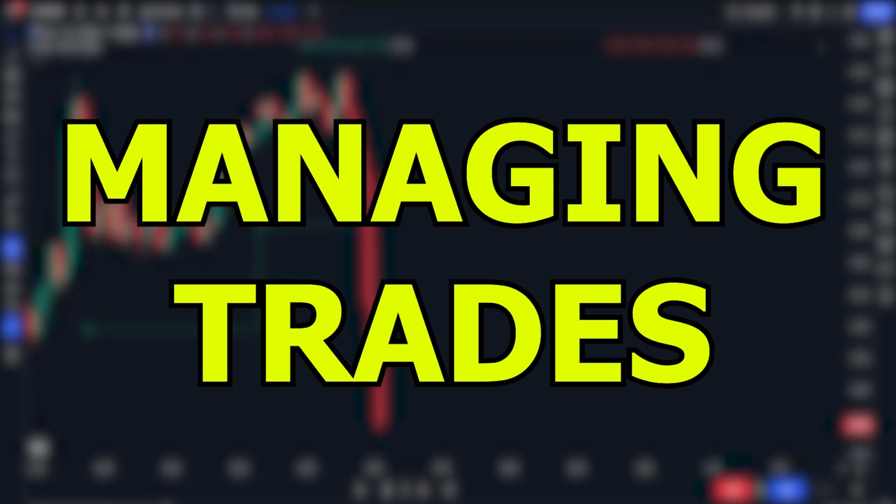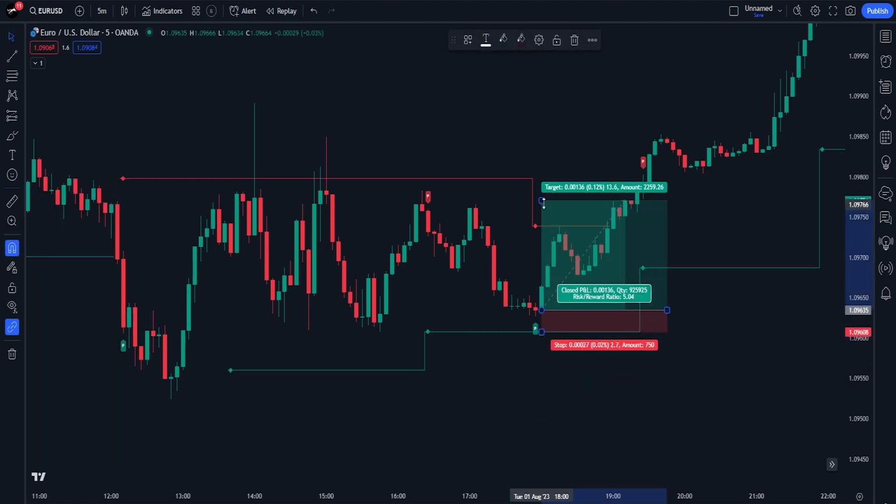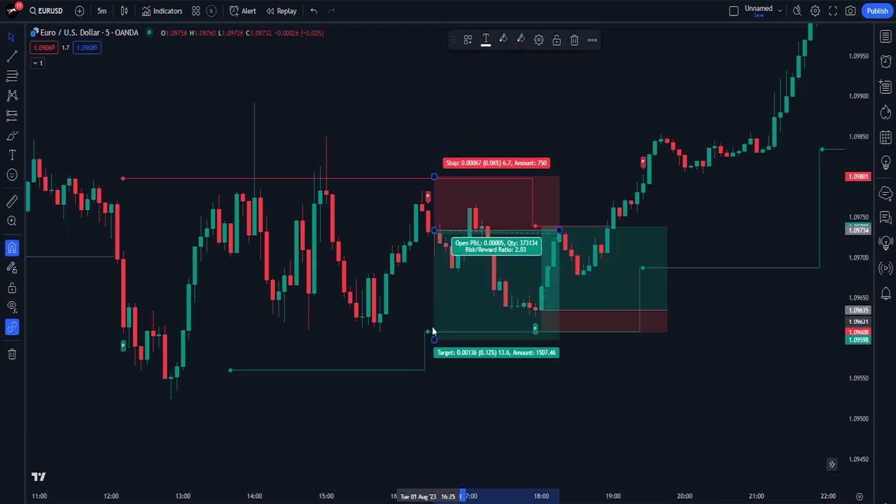Managing trades. Managing trades with this setup is straightforward. For a buy trade, set your stop loss just below the support line and your take profit near the nearest resistance level. Similarly, for a sell signal, position your stop loss just above the resistance line and set your take profit around the nearest support level.